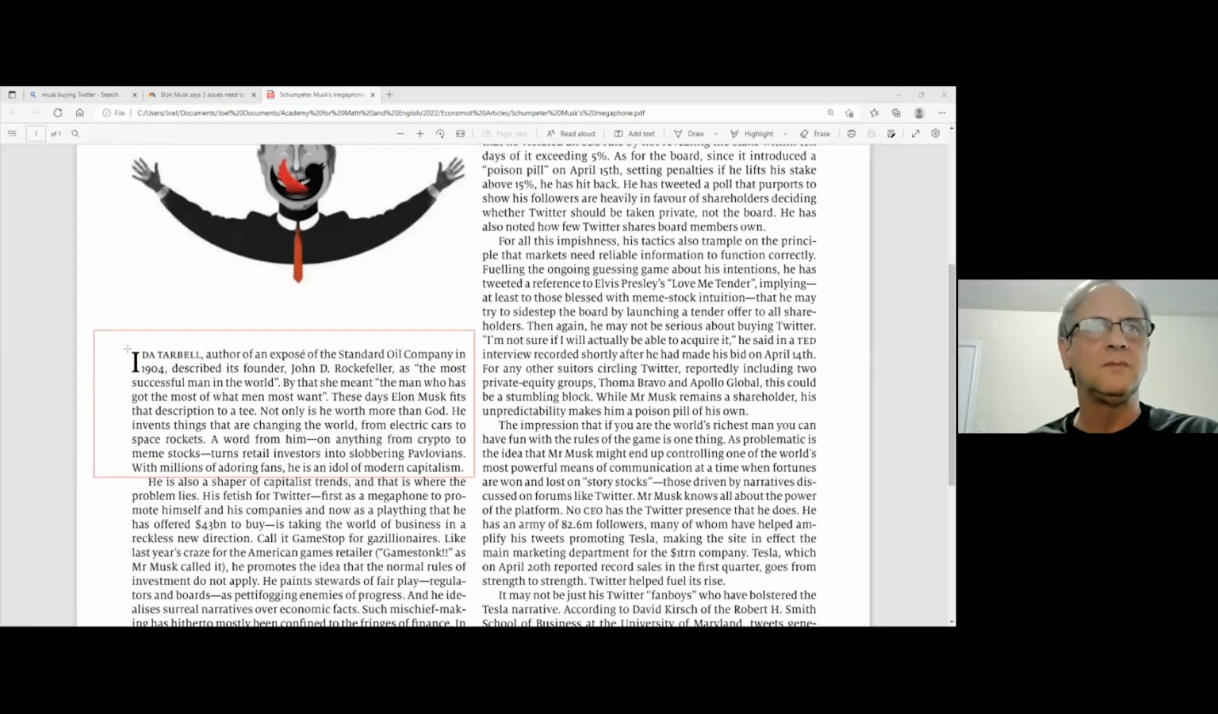Ida Tarbell, author of an exposé of the Standard Oil Company in 1904, described its founder, John D. Rockefeller, as the most successful man in the world. By that, she meant the man who has got the most of what men most want. These days, Elon Musk fits that description to a T.